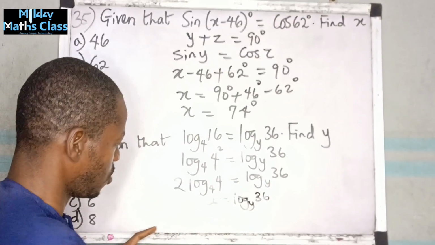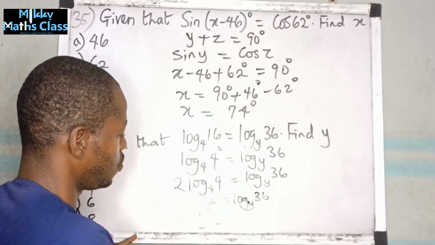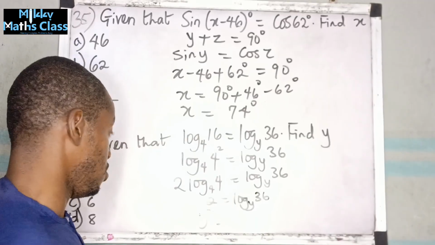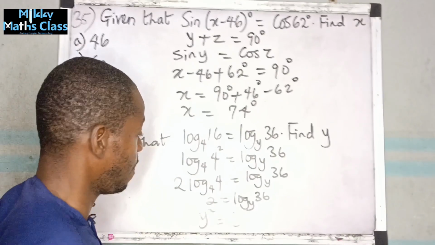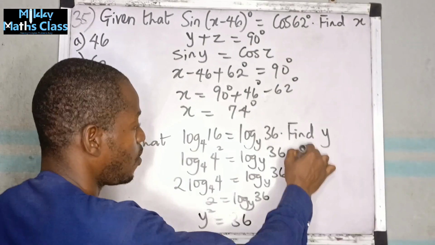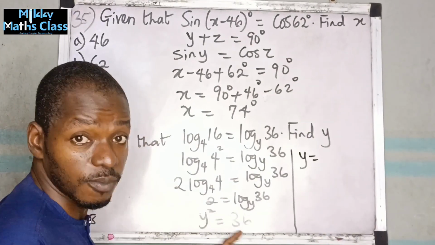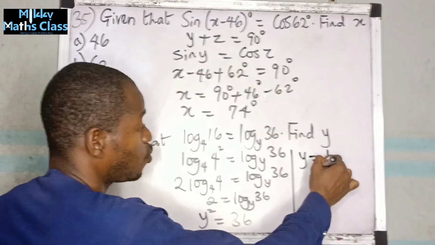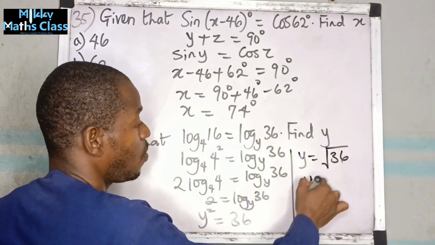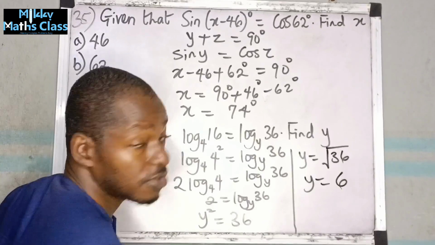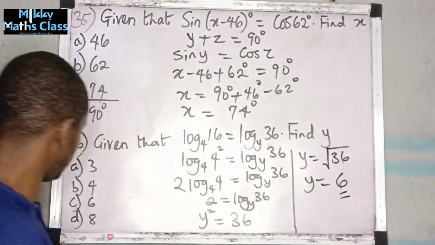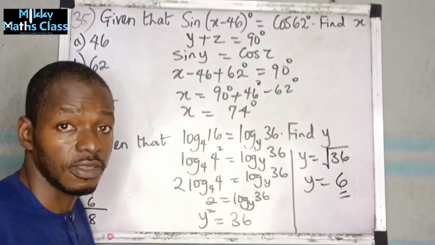That's 2 equals log 36 base y. So from here, now y to the power of 2 equals 36. So therefore it follows that y equals, taking the square root of both sides, the square root of 36. So our y equals positive 6, which is option C.